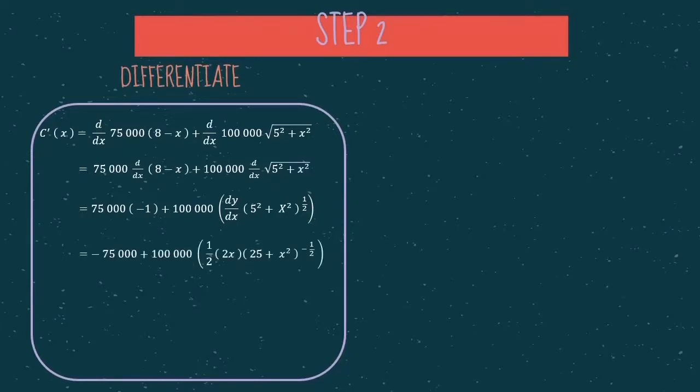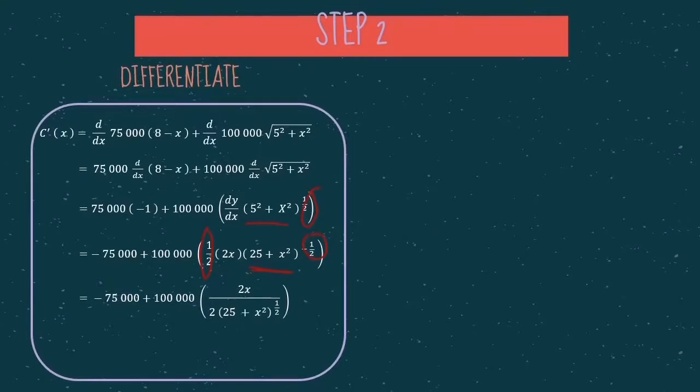We bring the power to the front, and then we differentiate the 5 squared plus x squared. We get 2x because the power goes down. And then the 25 plus x squared, so we just need to follow that. And how we get negative 1 over 2 is because we need to minus 1. 1 over 2 minus 1, and that's how we get negative 1 over 2.